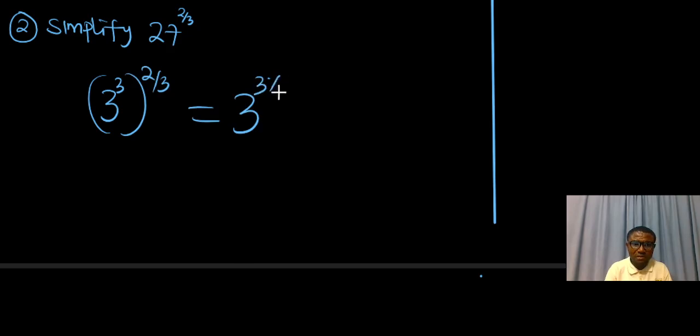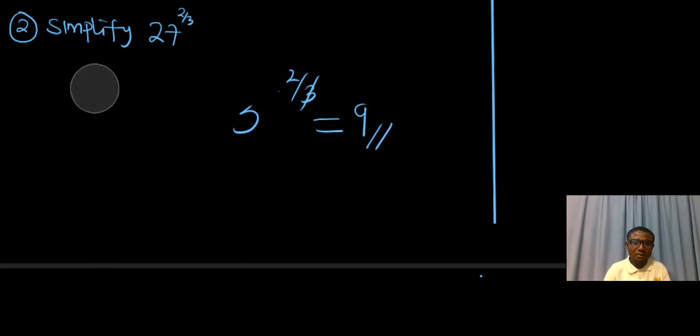Now 27 can be written as 3 to the power of 3, all to the power of 2 over 3, and this is 3 to the power of 3 times 2 over 3, right? We cancel 3 with 3, and this is 3 squared, which is 9.